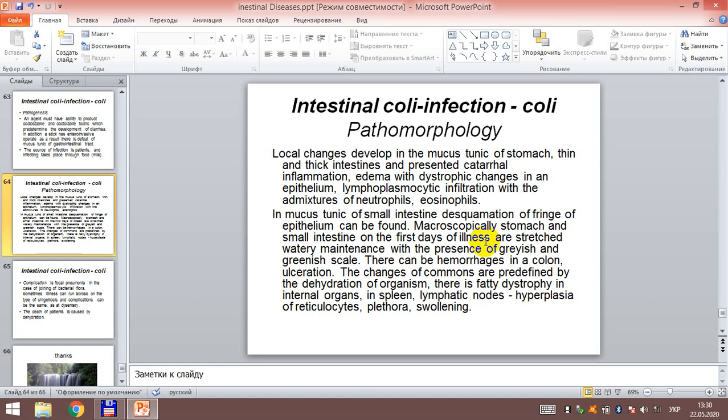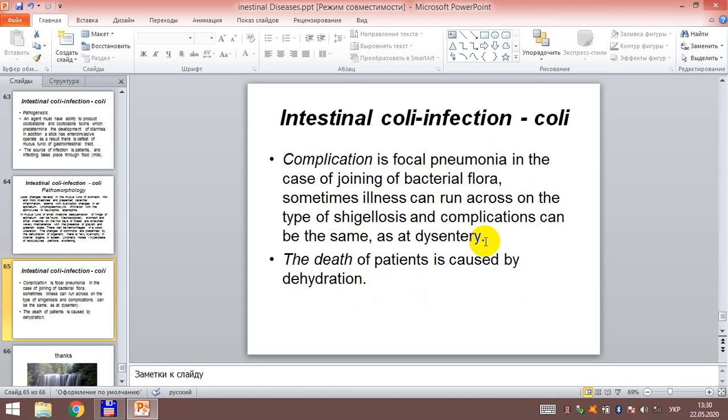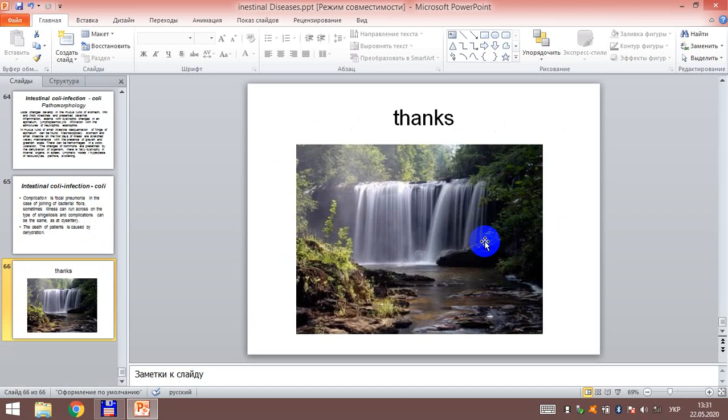The changes of hormones are predefined by the dehydration of the organism. There is fat dystrophy in internal organs, in the spleen, lymphatic nodules, hyperplasia of reticulocytes, plethora, swelling. Complications of intestinal coli infection. A complication is focal pneumonia in the course of joining of bacterial flora. Sometimes it can run on the type of shigellosis, and complications can be the same as in dysentery. The death of the patient is caused by dehydration. Thank you very much.